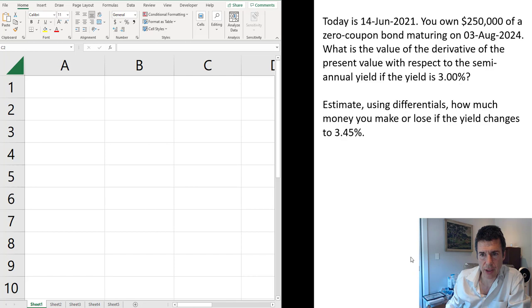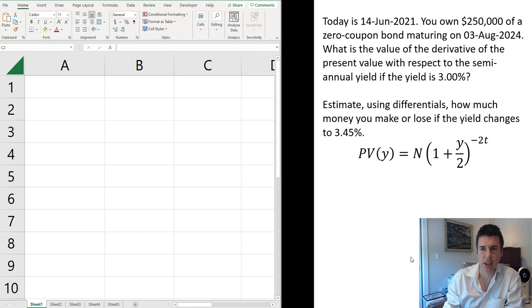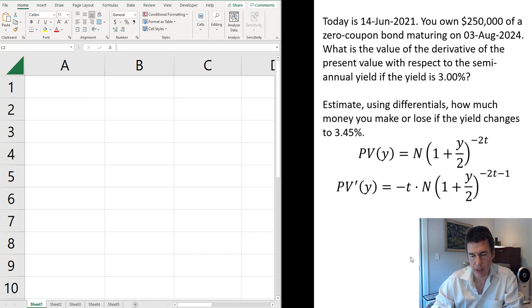First, the present value. The present value of a zero coupon bond is N, the principal, times (1 plus y over 2) to the power negative 2t. Again, we're looking at semi-annual yields. We can take the derivative of this function using the power rule and the chain rule. So the derivative, PV prime of y, is negative t times N times (1 plus y over 2) to the power negative 2t minus 1. And then remember, with differentials, we have dPV equals PV prime of y times dy. So that's how we estimate the change in the present value.